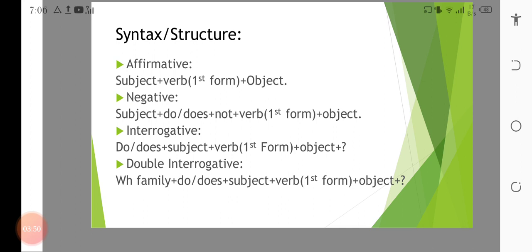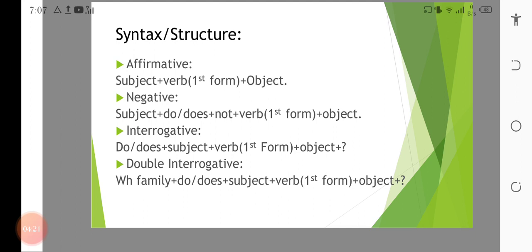Saying "yes, I drink milk" - "I drink milk" is not necessary to say. If you are saying yes, it's your complete answer. If you are saying no, it's your complete answer. But when I talk about the double interrogative, what do you know about her? I'm asking, what do you know about her? So you can't answer in either yes or no. You have to answer in detail. You have to answer in three or four lines. Then your answer will be complete.